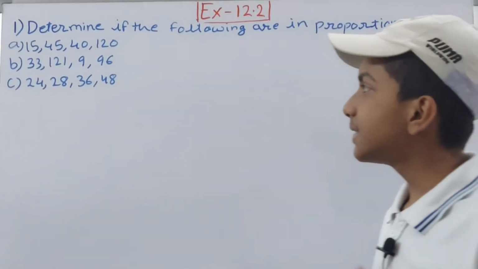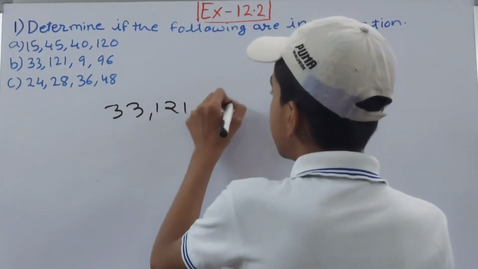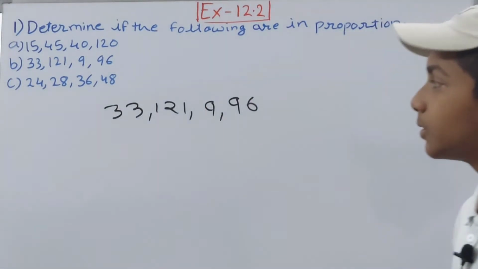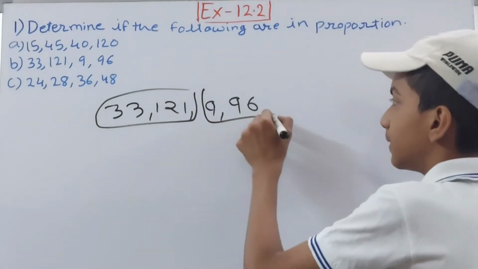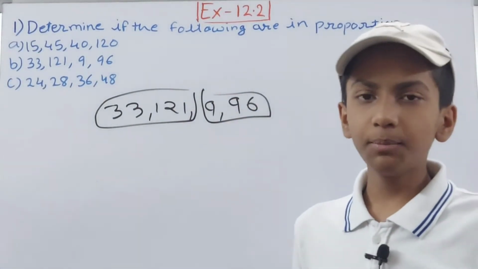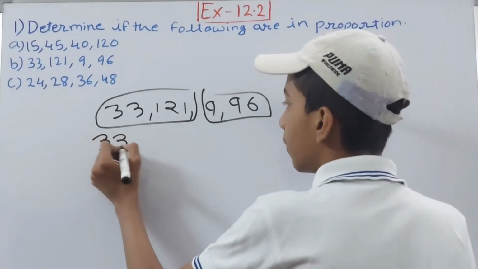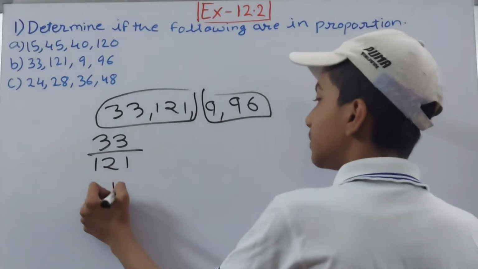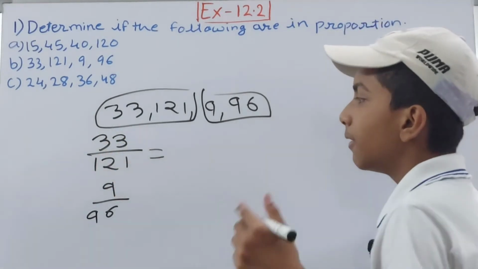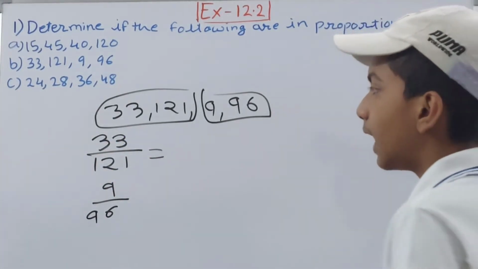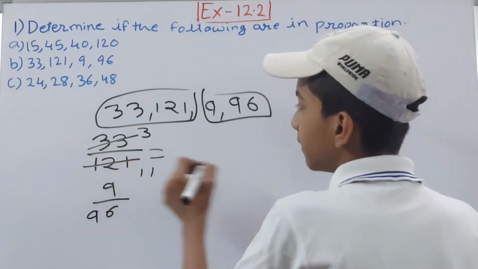Now the next part is 33, 121, 9 and 96. Right, now let us see this also. Again we will make the pairs first. So this first and this one, right? Like this you can divide these 4 terms, right? Now you see, this becomes 33 upon 121, and this becomes 9 upon 96. Now let us do this. So 33 and 121 will be divisible by 11. How many times? 3 times, so this becomes 3, and this will be 11 times 1, right?